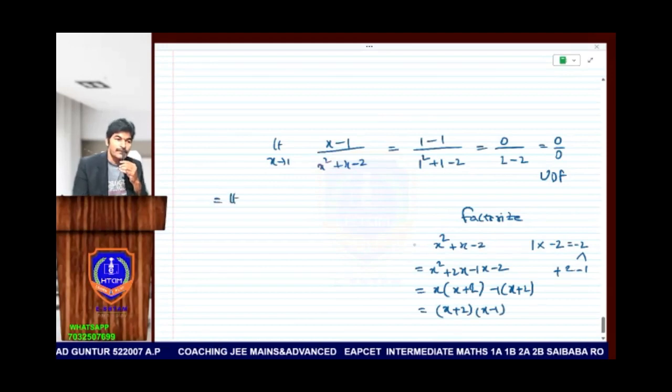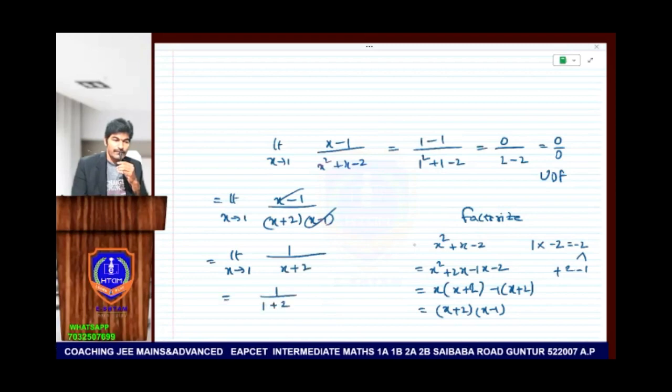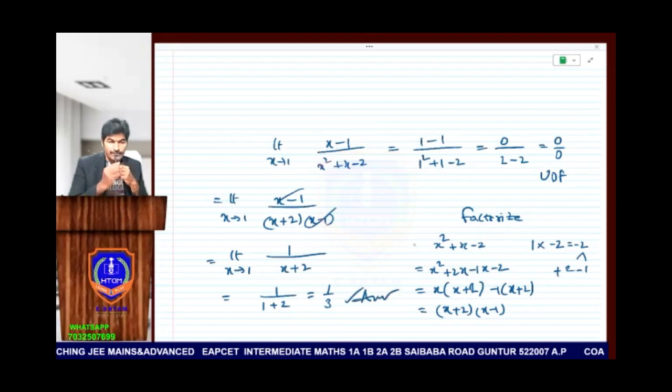So now here, limit x tends to 1, x minus 1 by x plus 2 into x minus 1. Now you can cancel x minus 1 in the numerator and in the denominator. So after cancellation, what is left? 1 by x plus 2. So 1 by 1 plus 2, how much? 1 by 3. This is the answer. Understood?